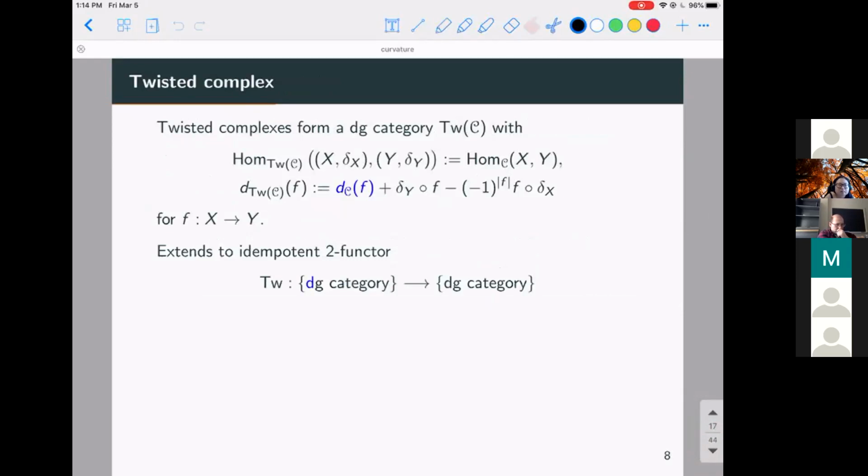So these objects form a new DG category called Tw C. And the new differential of this DG category looks just like the differential that you see in complexes usually, but there's an extra term because you already started with some category C, which is DG, and has its own differential.